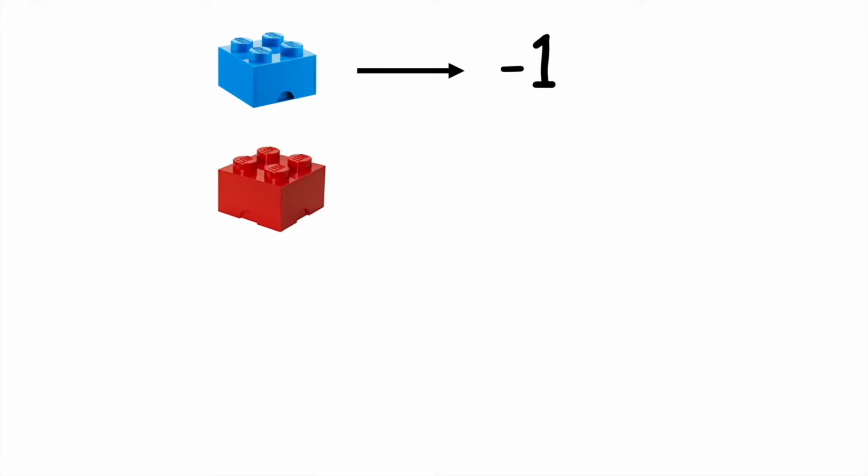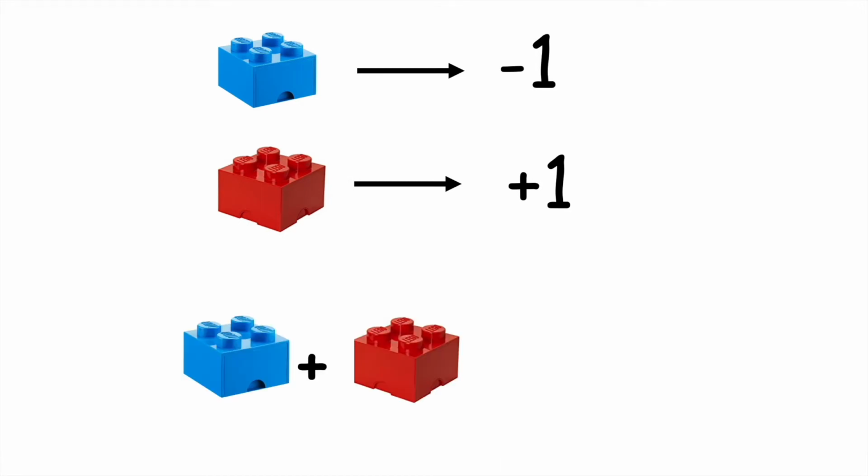To introduce how to add and subtract negative numbers, I'm going to introduce this with the concept of some Lego cubes. So if a blue Lego represents -1 and a red piece of Lego represents +1, I can say that when I put them together, when I add them together, they equal 0.